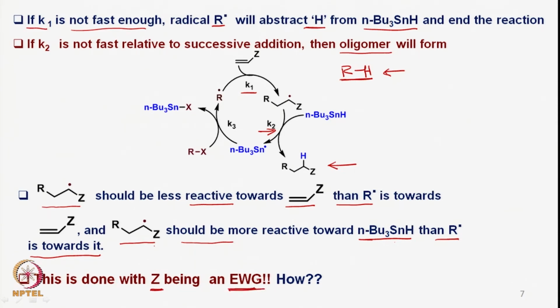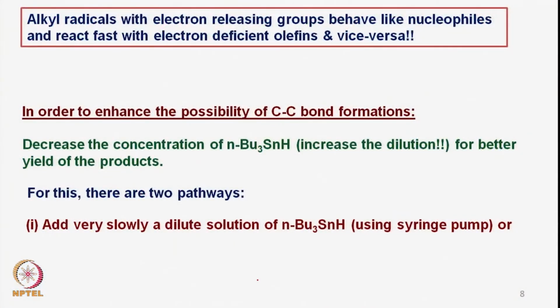Now exactly why and how the electron withdrawing group allows such a reaction to occur, that means to stop the reaction after the first CC bond has formed and then the reaction is arrested. What is found is that alkyl radicals with electron releasing groups behave like nucleophiles and react fast with electron deficient olefins and vice versa. Suppose you have R dot, a carbon radical, which behaves more like a nucleophile, and it reacts with an olefin having an electron withdrawing group such as CHO attached; then this reacts faster. Or if you have a radical with an electron withdrawing group, an electron deficient radical, then it reacts faster with an electron rich olefin. That is how it is vice versa.